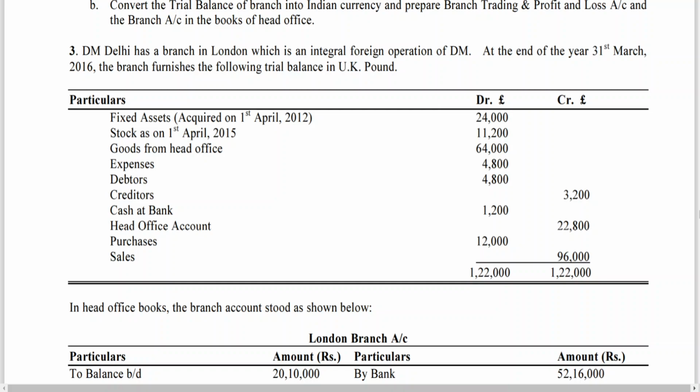Today I am taking up problem number 3. DM of Delhi has a branch in London, which is an integral foreign operation of DM. At the end of the year, 31st March 2016, the branch furnishes the following trial balance in UK pounds.